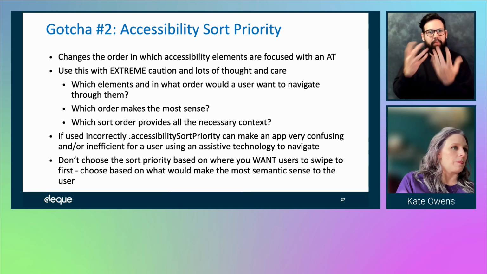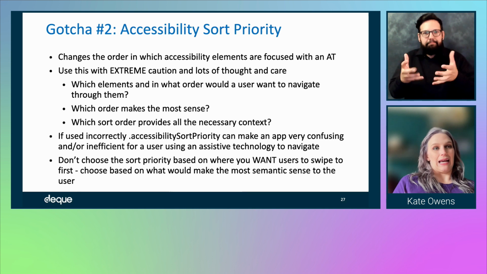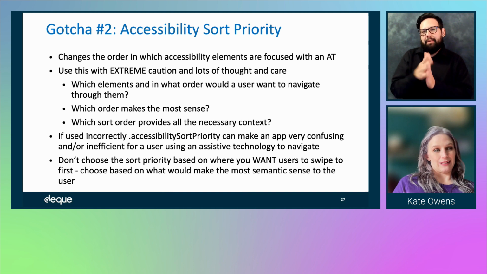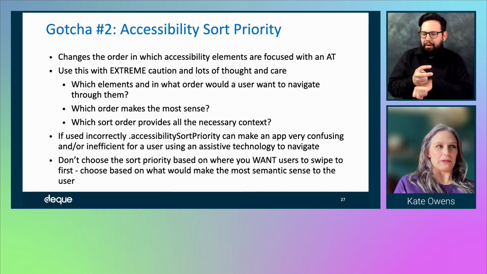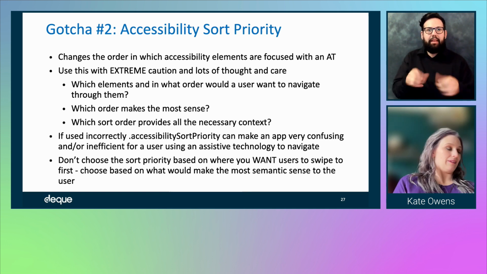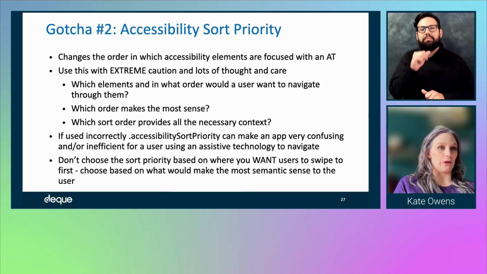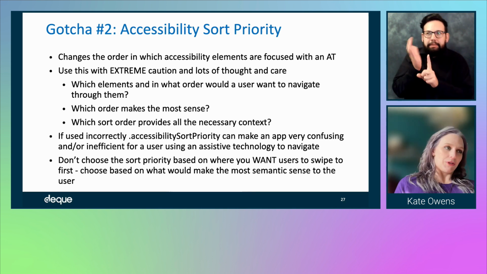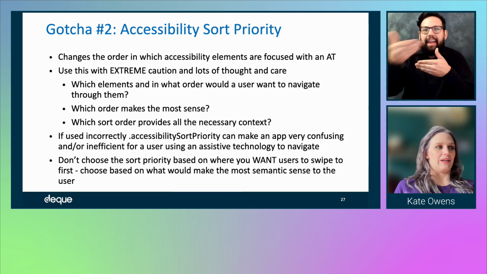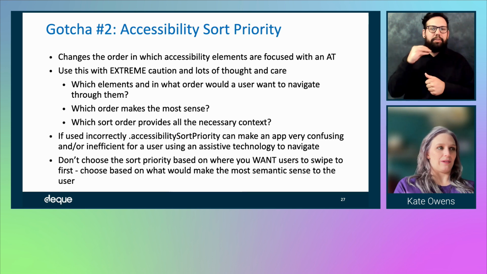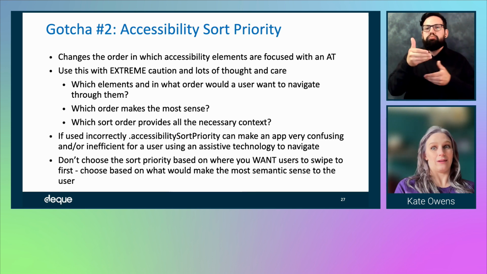If used incorrectly, you can make an app very, very confusing and or inefficient to navigate. So accessibility sort priority can become a problem pretty quickly. And this, very important: don't choose the sort priority based on where you want users to swipe to first or where you want them to swipe to next. Choose based on what would make the most semantic sense to the user. What's going to make the best experience? What makes sense to the user? That should be the main thing to think about.